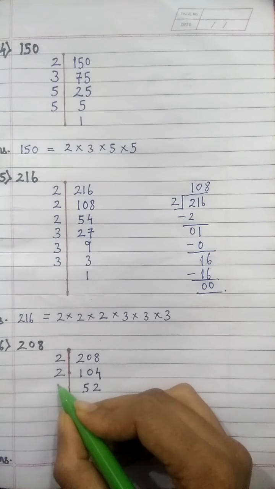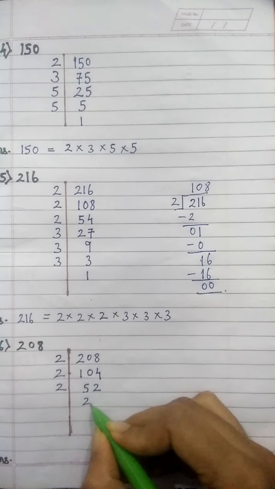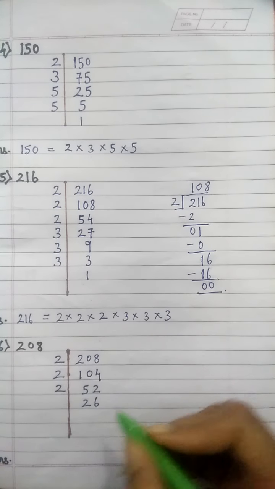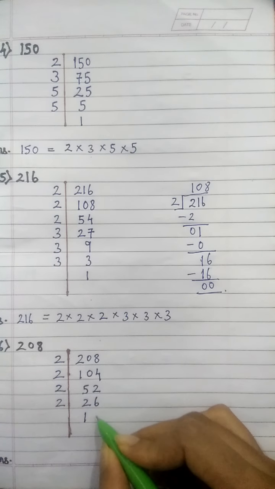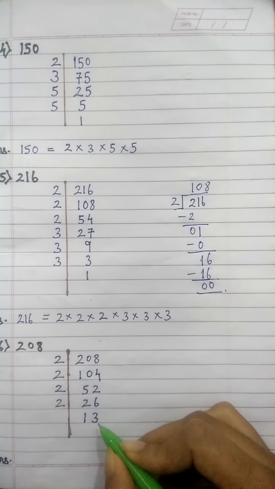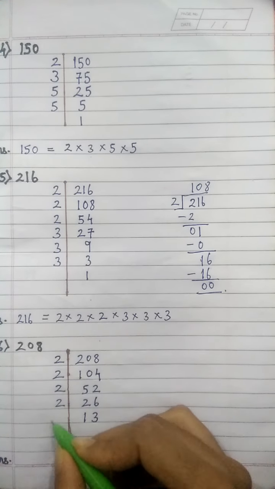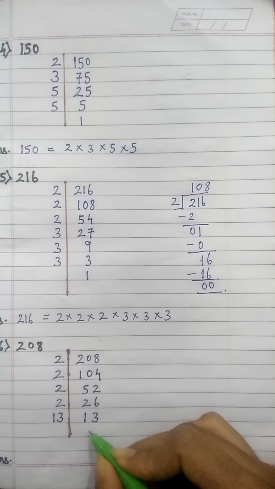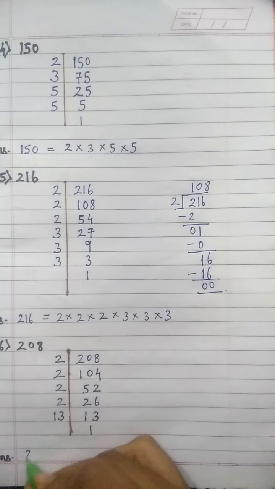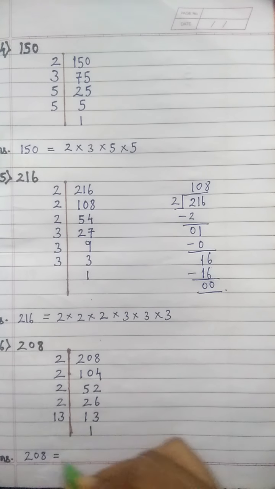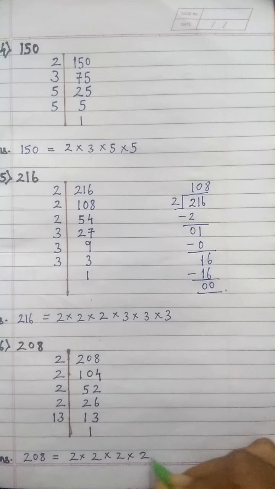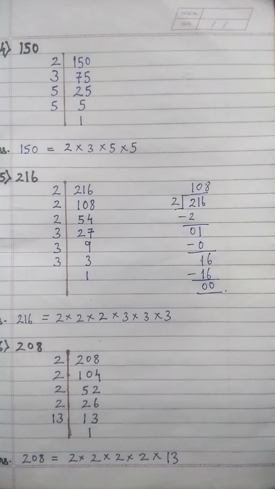This number is also divisible by 2. So 2 2s are 4. 1 comes here. 1 and 2, 12. 2 6s are 12. 2 1s are 2. 2 3s are 6. Now we got 13 here. 13 itself is a prime number, so it will not be divided by any other number but itself. 13 1s are 13. So the prime factors for 208 are 2 into 2 into 2 into 2 into 13.